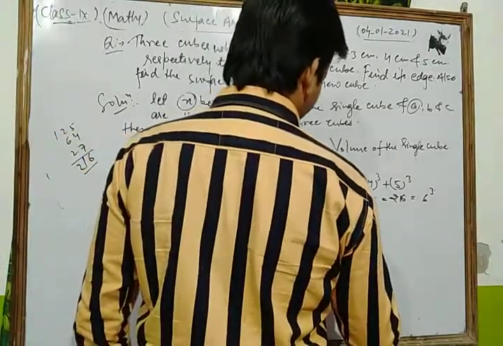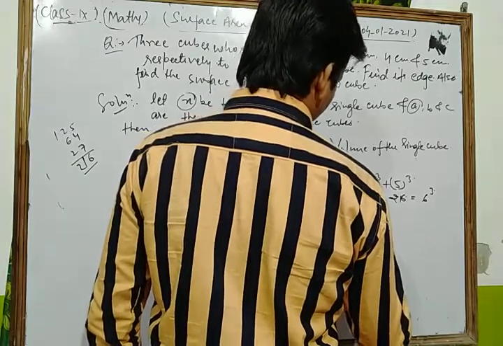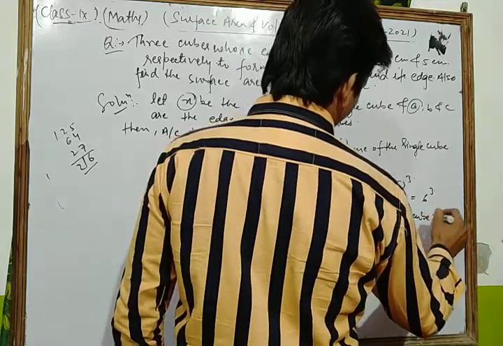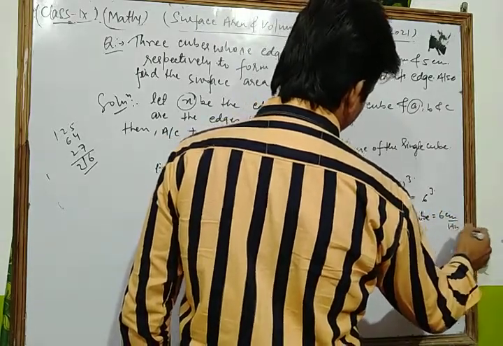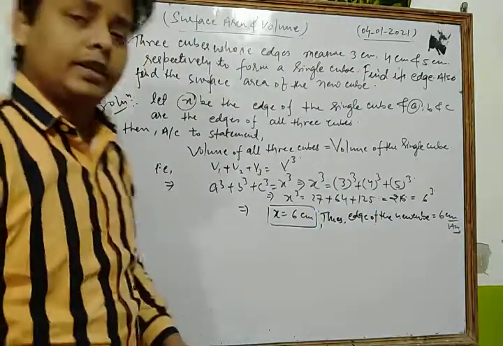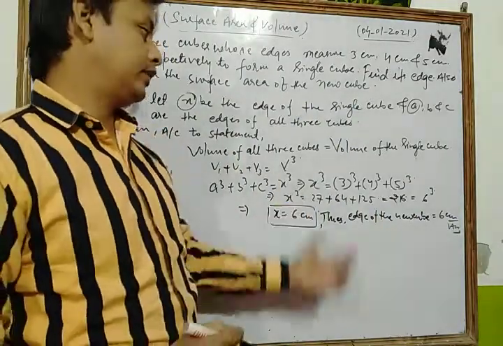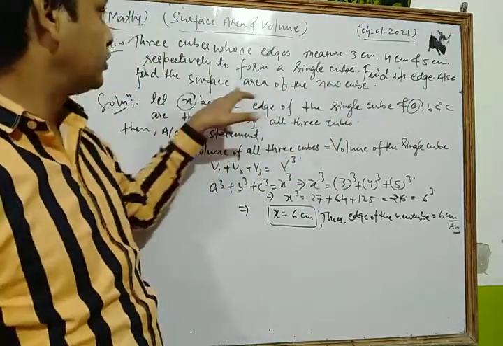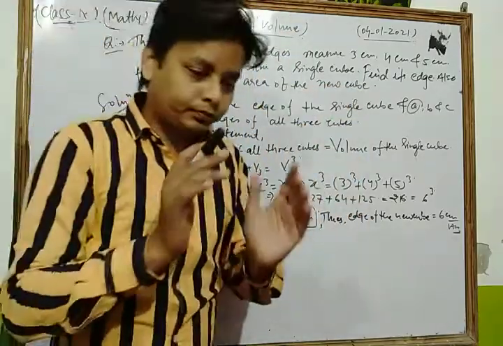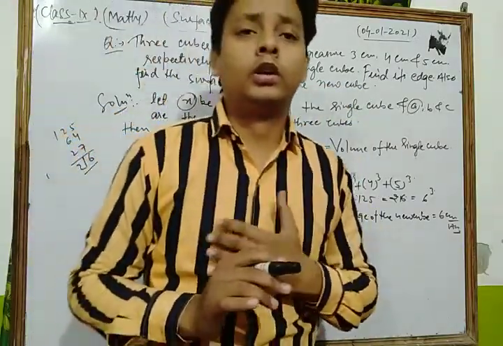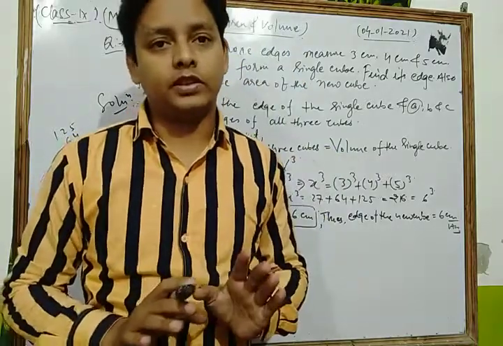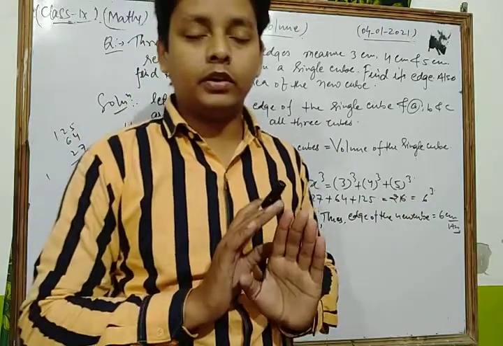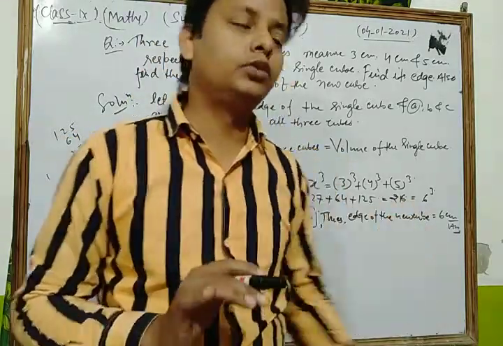Thus, the edge of the new cube is 6 centimeter. That is one answer. Okay dear students, in this way we find the edge of the new cube as 6 centimeter. Now we also find the surface area of the new cube. Dear student, the surface area of the cube or anything means the total surface area. If lateral surface area is mentioned, then you find the lateral surface area. Otherwise, if simple surface area is written, then you find the total surface area.